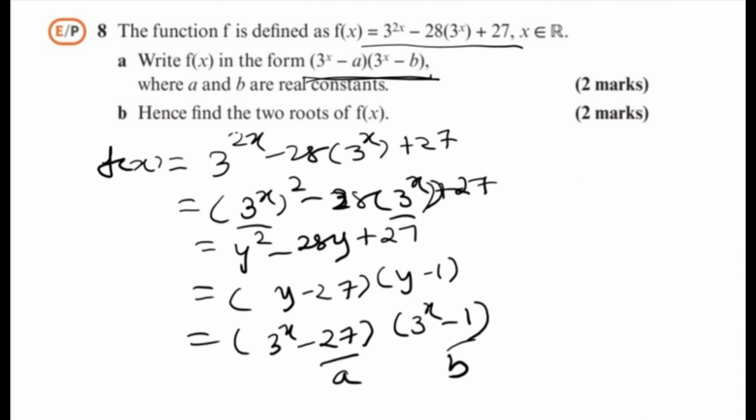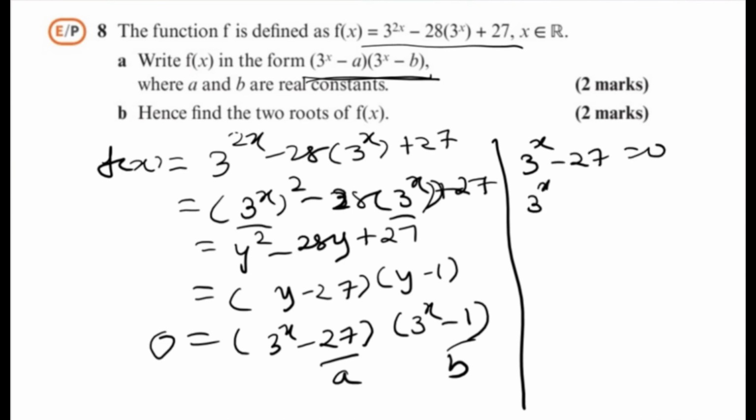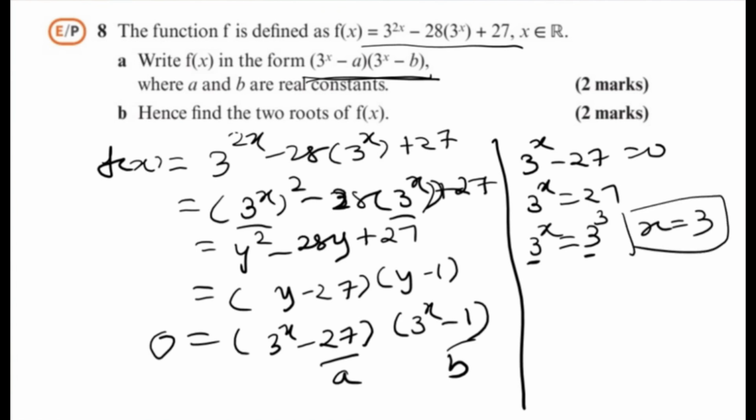Part B, we have to find the roots of f(x). How can we do that? To find the roots, we know we have to set it equal to 0. So I can write 3^x minus 27 equal to 0. So 3^x is equal to 27. Now to find the value of x, in indices we used to do that. I can write 27 as 3 cubed. And if the base is the same, x is equal to 3, as the power is the same. This is the first root.